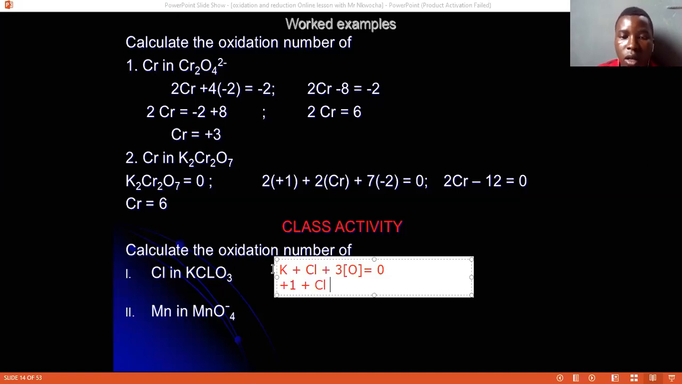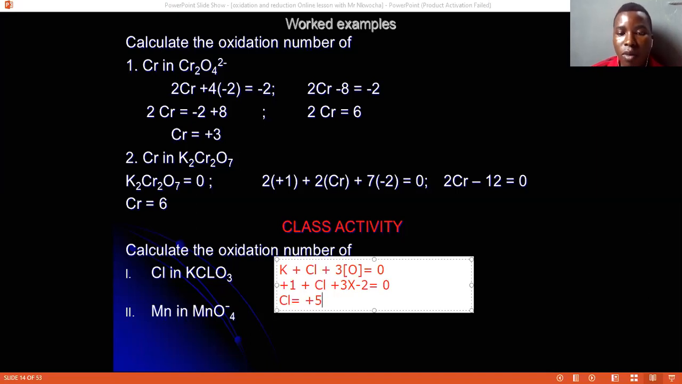Plus Cl, plus three oxygen, multiplying by the normal minus two that oxygen will always contribute. Everything will give us zero. So at the end of the day, Cl is equal to plus 5. If you do your arithmetic, Cl should be plus 5.